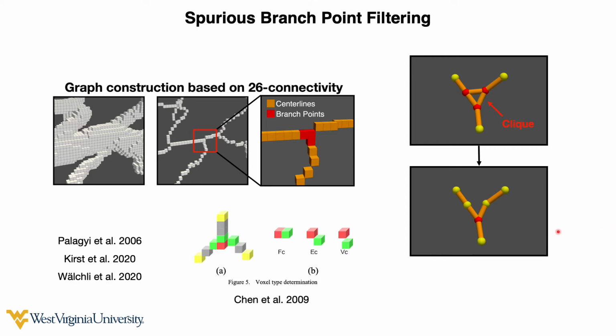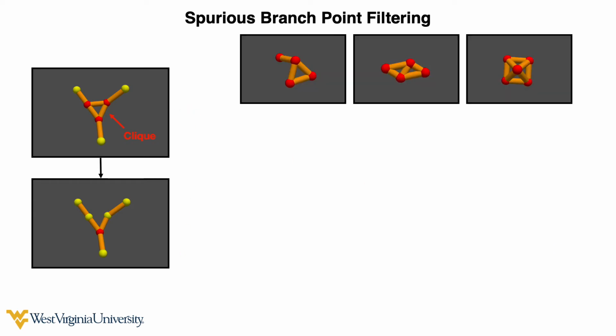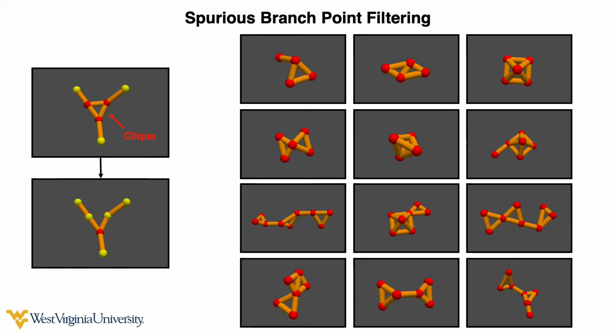There have been several previous approaches that attempt to resolve these labels. For example, Palagi uses parent vessel hierarchy, Chan uses weighted connectivity, and Kirst and Valkley both use point reduction type corrections. These approaches work well for simple branch point clicks and click clusters, but in reality, there are many more derivatives and variations of spurious branch point clicks and clusters of these clicks that present naturally in datasets.